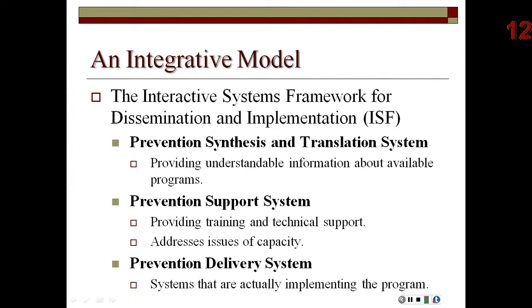Prevention support system is the extent to which prevention specialists or program creators provide support to community members and to communities in implementing their particular program. And then the delivery system is the systems that are actually involved in implementing the program, right? So these three pieces here are very important in creating a model and diffusing a model out into the community to make it effective.